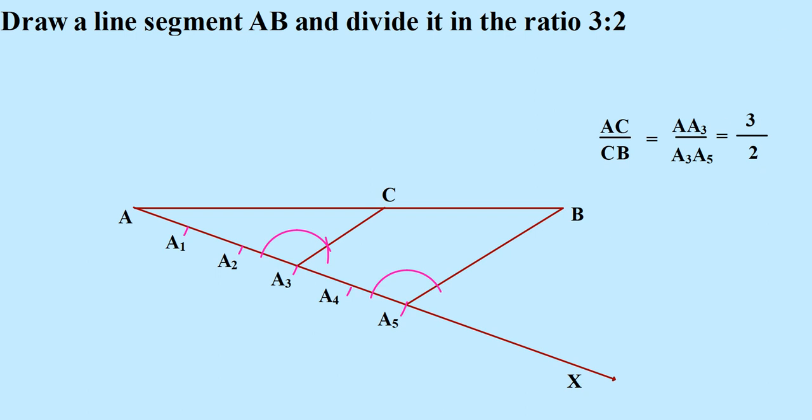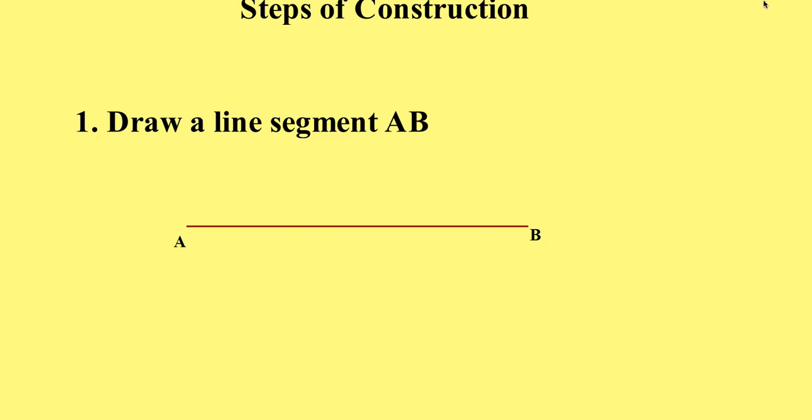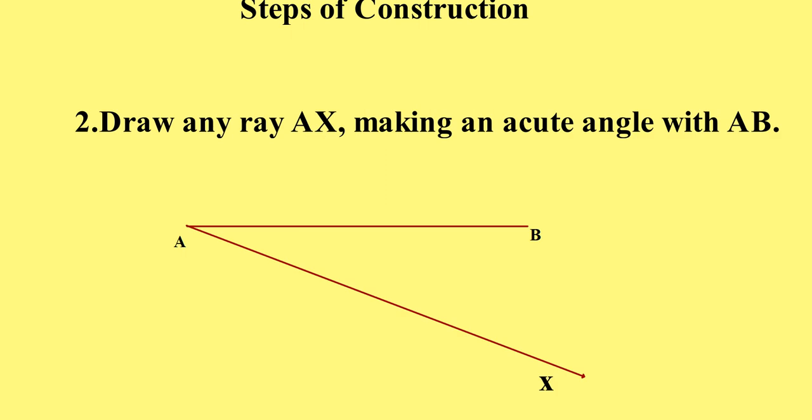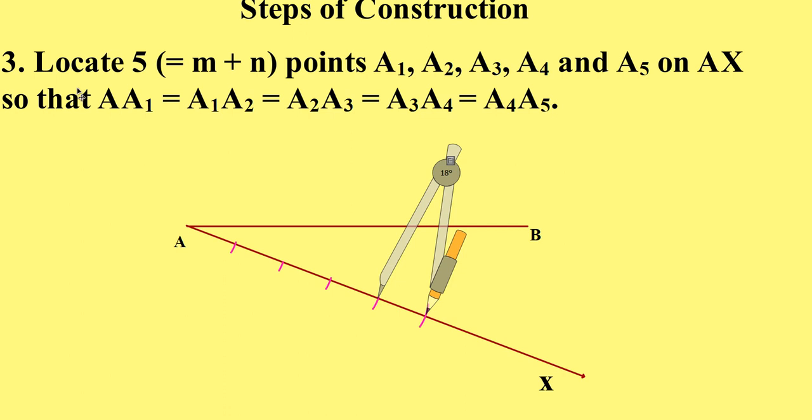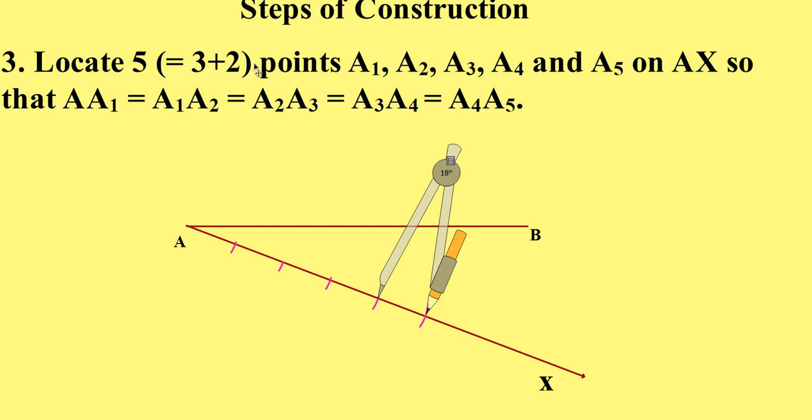Now let us see the steps of construction. First, draw a line segment AB. Second step, draw a ray AX making an acute angle with AB. Third step is locate 5, that is 3 plus 2 points, A1, A2, A3, A4 and A5 on AX, so that AA1 is equal to A1A2, A2A3, A3A4, A4A5.